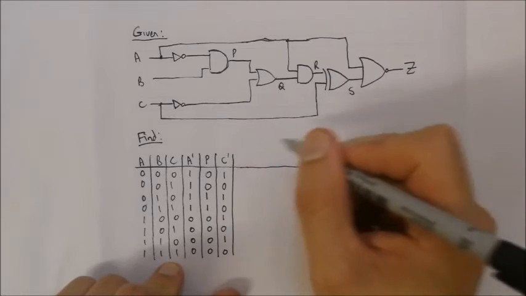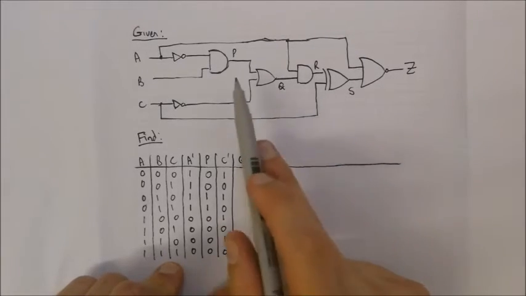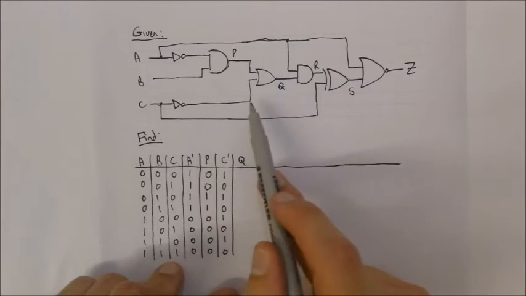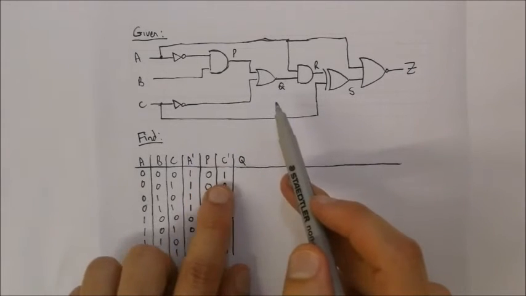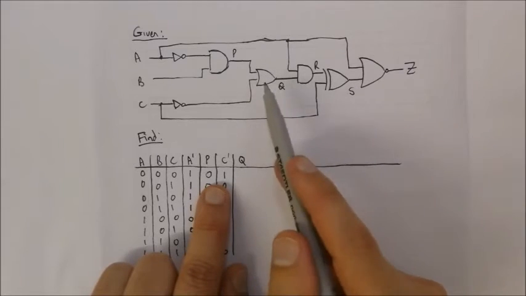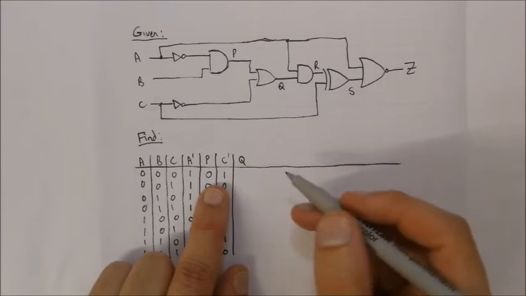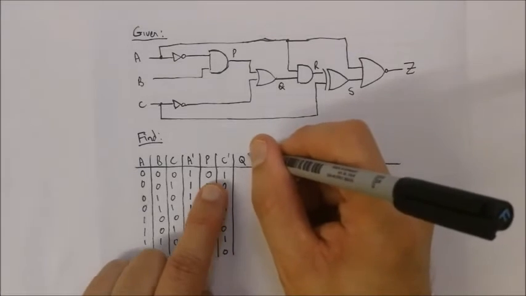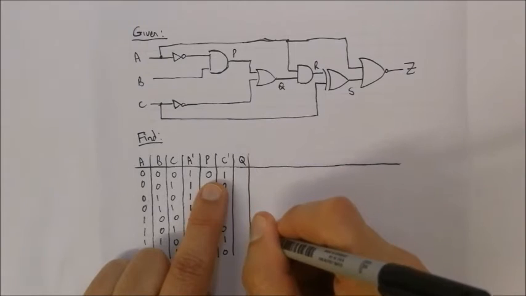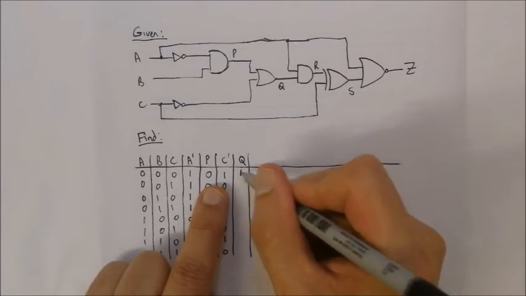Okay, so now when we look at Q, Q is equal to P or C naught. So we're looking at these two columns over here. Okay, so it's an OR gate. Remember the rule for OR gate: if any of the inputs are 1, the output is equal to 1. Okay, so keeping that in mind, we've got C naught that's 1 over there, so that means the output of 1.